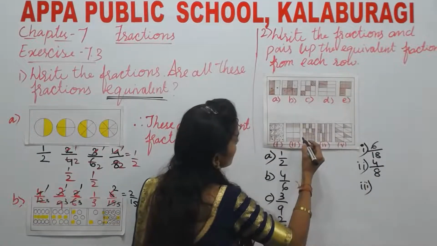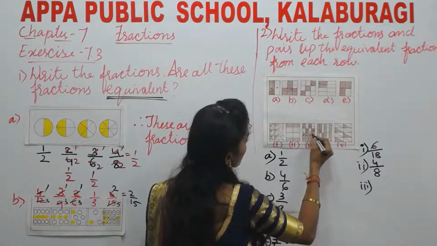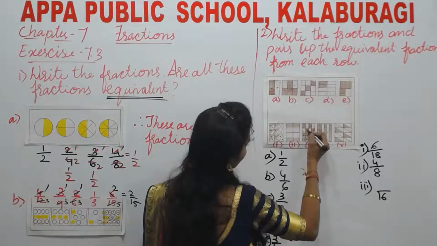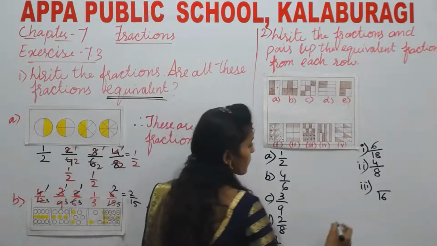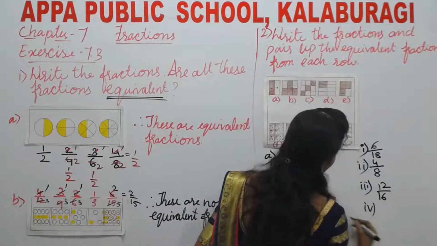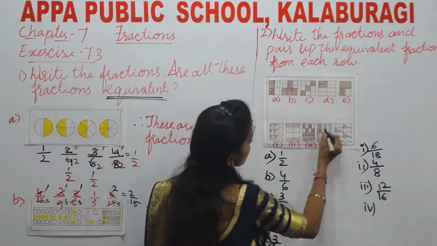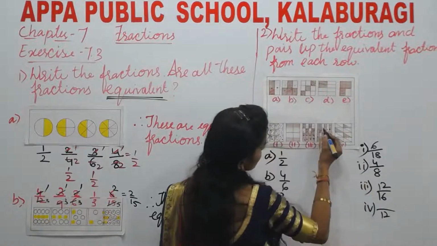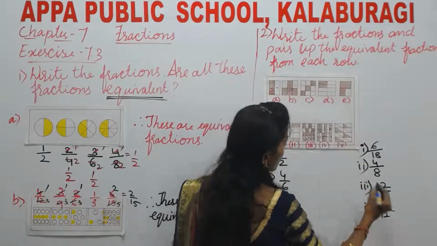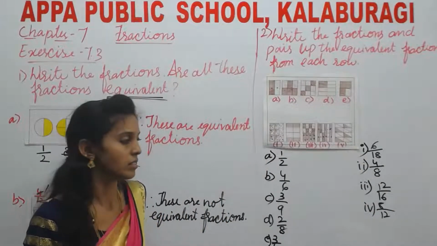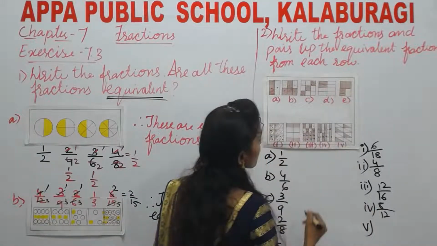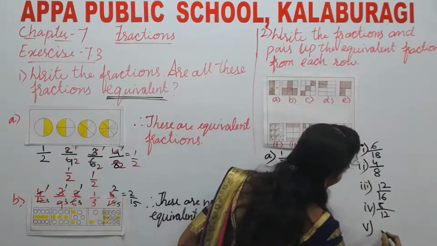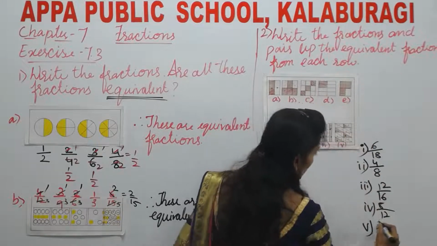Next, third one. 1, 2, 3, 4, 5, 6, 7, 8, 9, 10, 11, 12, 13, 14, 15, 16. Out of 16, 1, 2, 3, 4 are not covered, shaded. That means 12. Next, 1, 2, 3, 4, 5, 6, 7, 8, 9, 10, 11, 12. Out of 12, how many are shaded? 1, 2, 3, 4, 5, 6, 7, 8. 8 are colored, means shaded. Fifth one. 1, 2, 3, 4, 5, 6, 7, 8, 9, 10, 11, 12, 13, 14, 15, 16. Out of 16, only 4 parts are shaded.